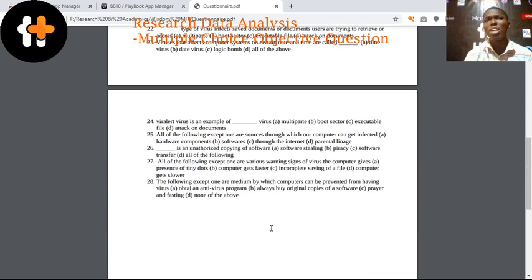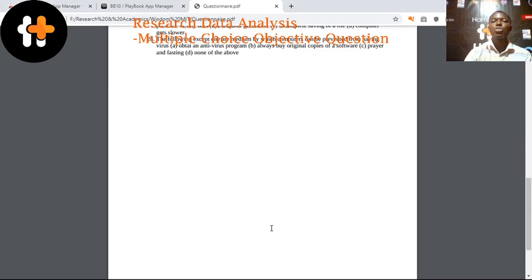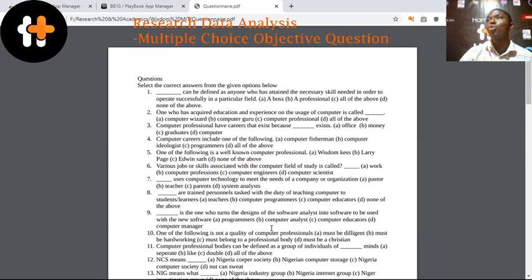Actually, in this research, we are looking at self-taught learning, whereby students learn on their own, comparing it against students' achievement. Do students achieve more when they learn by themselves, or do they achieve more when they learn in the classroom? So this multiple choice objective question was administered in two phases.